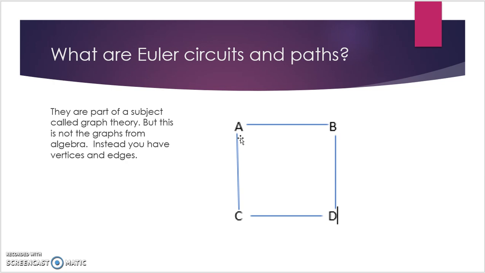Now, if in addition you end up at the same place you began, that's an Euler circuit. So paths may or may not end up at the same place you began. The only criteria is every edge is used exactly once, and a circuit does start in the same place, and every edge is used exactly once. This graph is very simple. A to B, B to D, D to C, and then C to A would be an Euler circuit. Also, it's an Euler path.